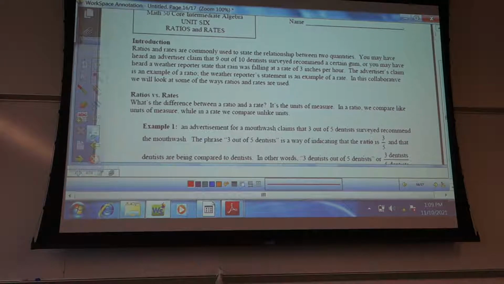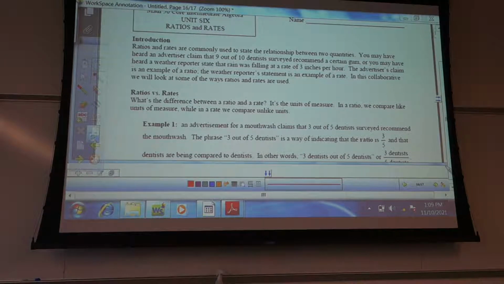Perfect, thank you. Ratios versus rates. Alex, go ahead and read.